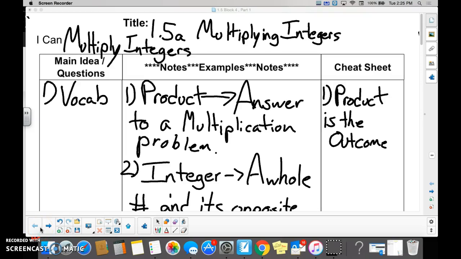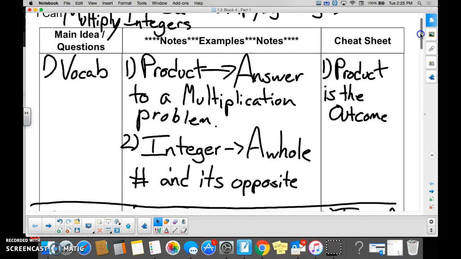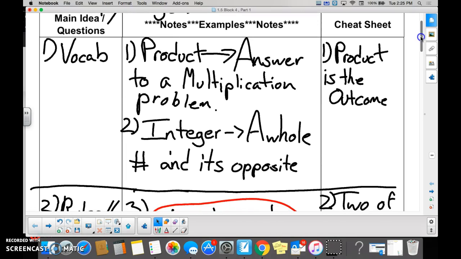Before they multiply integers, I can multiply integers. Okay, great. So, in multiplying integers, we have a few vocabulary words to go through.